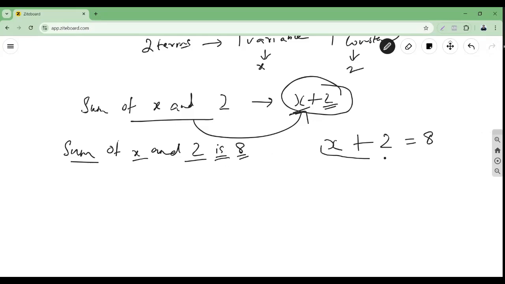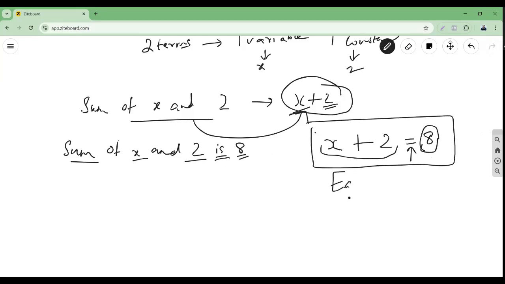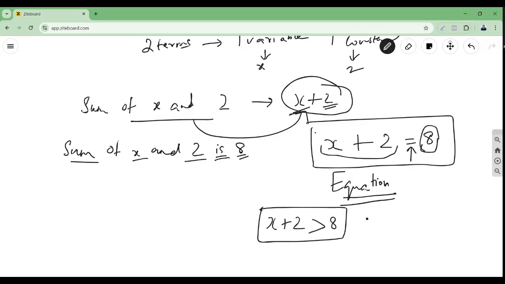That means this was an expression. This is also an expression, having only one constant. However, because there is an equal to sign, this entire thing is called an equation. It is no more just an expression. Or if we say x plus 2 is greater than 8, then this is called an inequation, that means inequality.